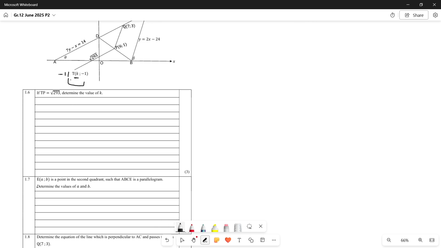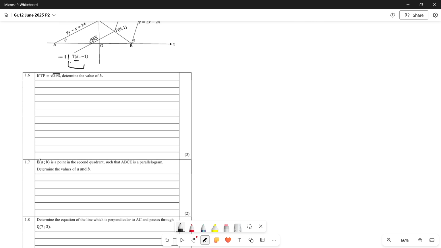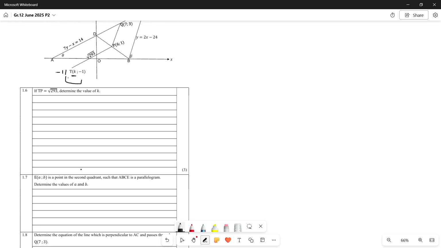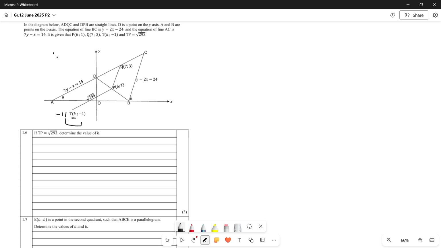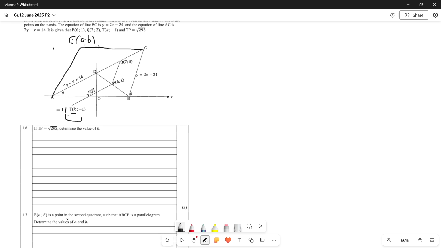So then 1.7 for 2 marks, it says E, A and B is a point in the second quadrant such that ABCE is a parallelogram. Determine the values of A and B. So E is (A, B), a point in the second quadrant such that ABCE is a parallelogram. Determine the values of A and B.